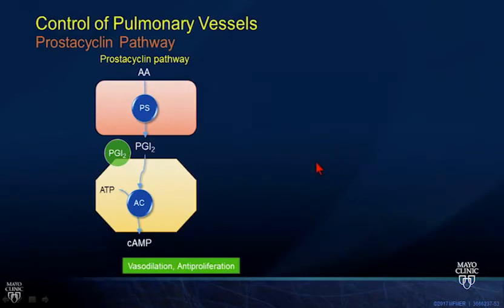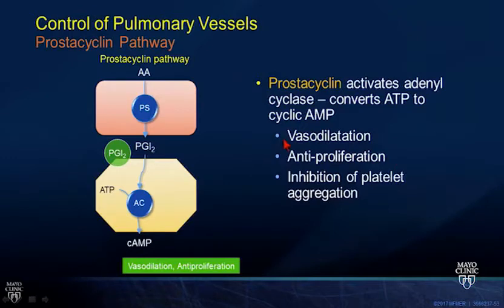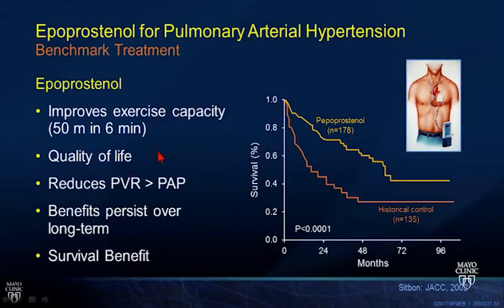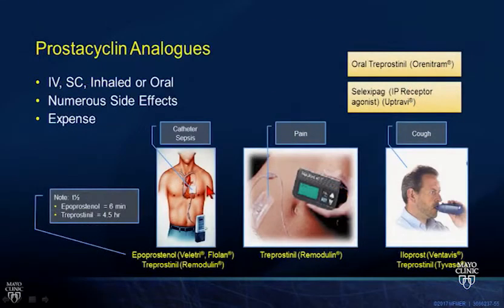So the prostacyclin pathway, PGI2, results in vasodilatation, antiproliferation, and inhibition of platelet aggregation. The rationale for giving it is that prostacyclin production in patients with pulmonary hypertension is decreased. The first drug, epoprostenol or prostacyclin, was studied during the 90s, and the study was published in the early 2000s. It improved exercise capacity and quality of life, and reduced the PVR more than the actual PA pressure, which only goes down a little bit. The benefits persist over the long term with a survival benefit. So this therapy has sustained, and there are a number of analogs, including treprostinil.